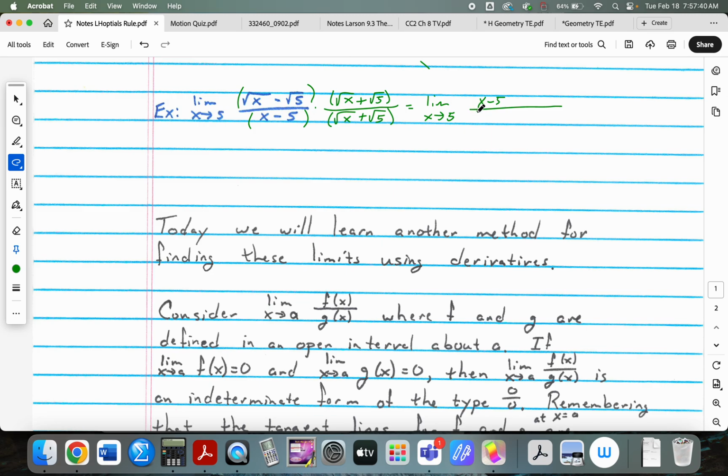In the denominator, we did not multiply all that out. We want it to be in factored form. So it's x minus 5 times the square root of x plus the square root of 5. And the same sort of thing happened that happened on the last one. Any place other than 5, x minus 5 over x minus 5 is equal to 1. And now we can just let x go to 5. We have 1 over the square root of 5 plus the square root of 5, so that's 1 over 2 square roots of 5.